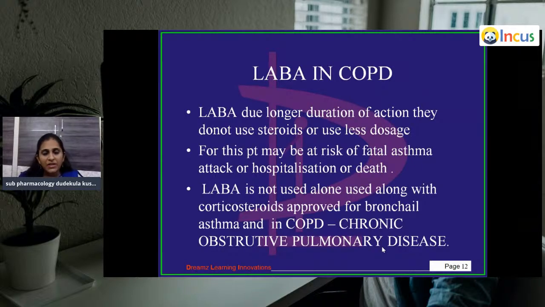So from that day, they started using long-acting beta 2 agonists along with corticosteroids to get a better response. Either short-acting or long-acting beta 2 agonists should be used with corticosteroids so that the required response can be produced. Always remember, this is one more important PG bit: long-acting beta 2 agonists are not used alone. I repeat, they are not used alone. They have to be used along with corticosteroids. This is also used in COPD, chronic obstructive pulmonary disease.